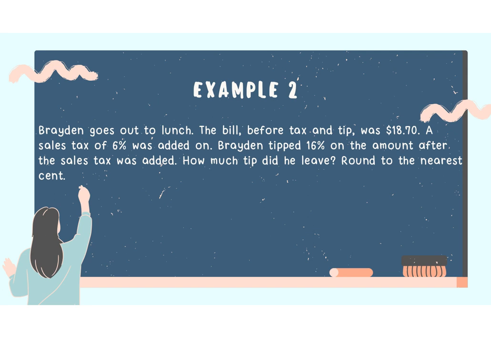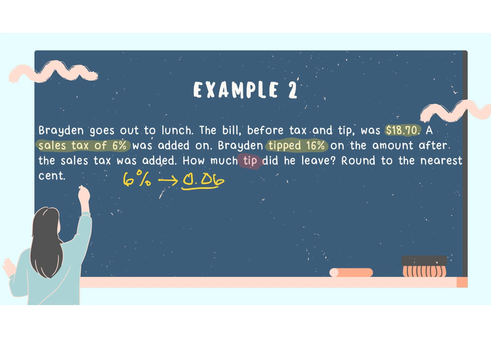So, highlighting our important information, we have a bill total of $18.70 before tax and tip. We have our sales tax of 6%. We also have our tip percent, which is 16%. And we know we are looking for the tip. And the tip happens second, so we've got some math to do. First things first, sales tax happened first, so I'm going to do 6% as a decimal. So 6% as a decimal, 0.06.